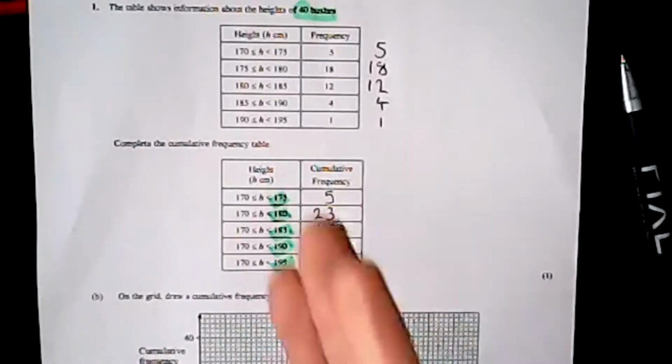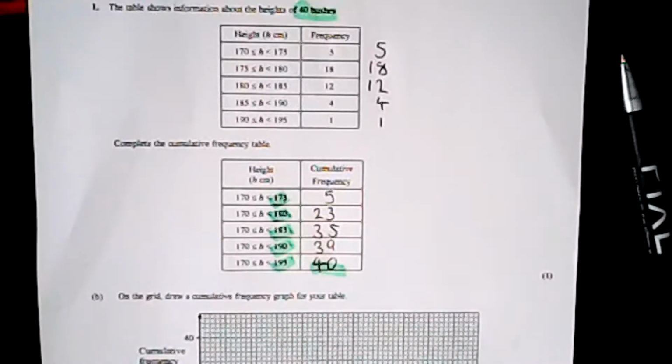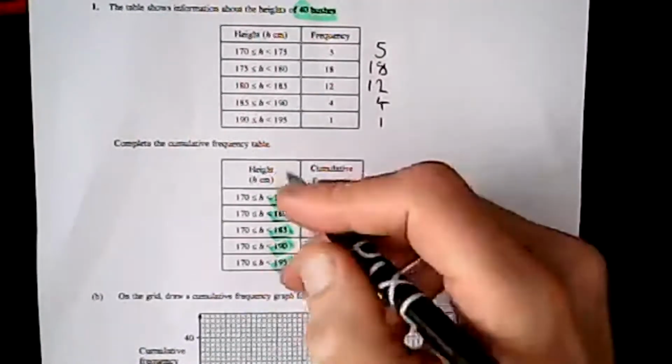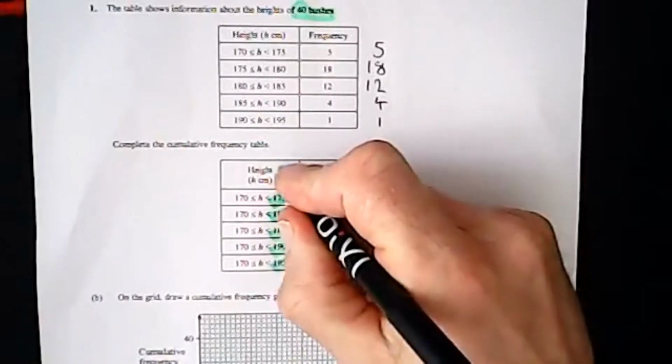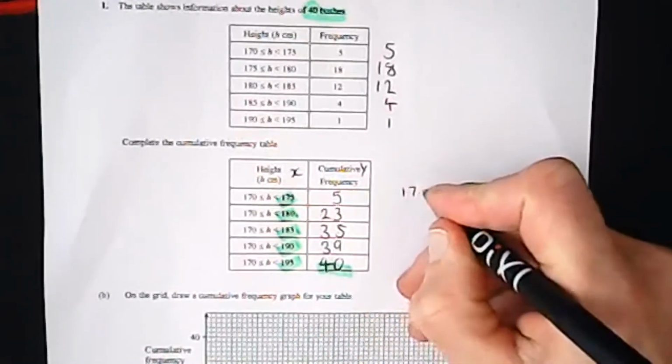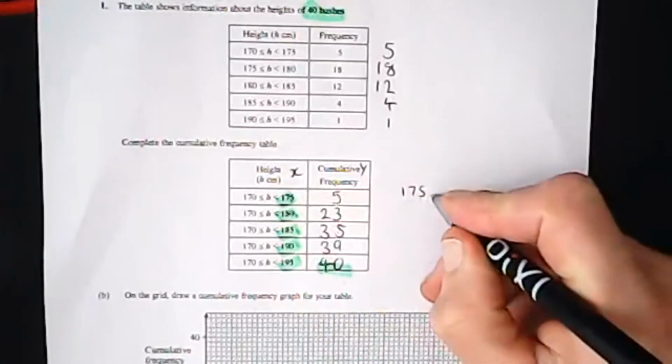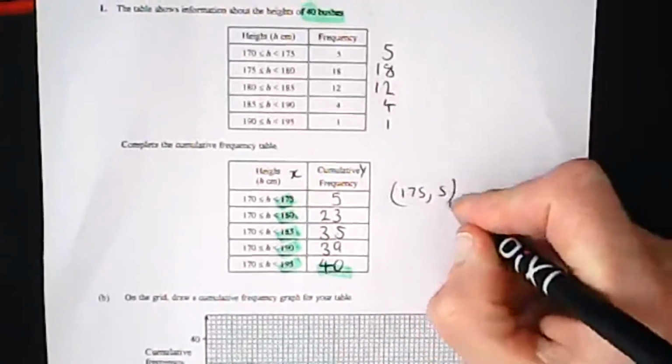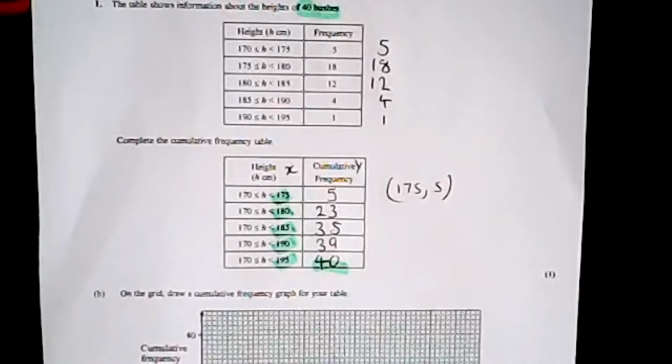We've got to learn that the upper bound goes with the cumulative frequency, and we've got to learn that when we do the estimating of the mean, we're looking at the midpoint. Okay, so the two facts that really need to be learned carefully. So that's our x coordinate, that's our y. So the first coordinate to plot is 175, comma 5.